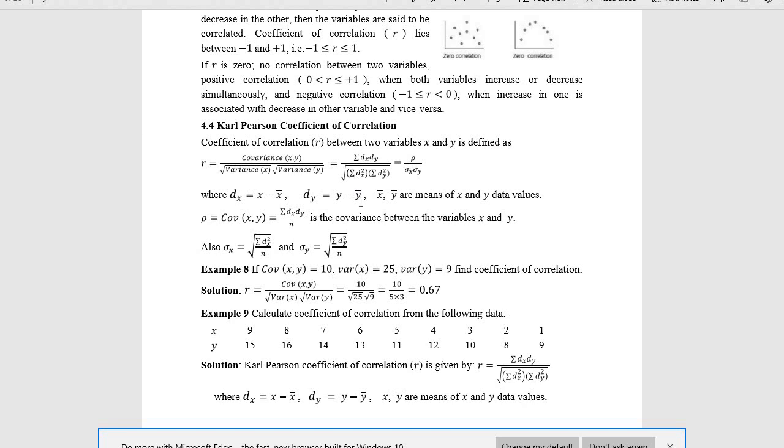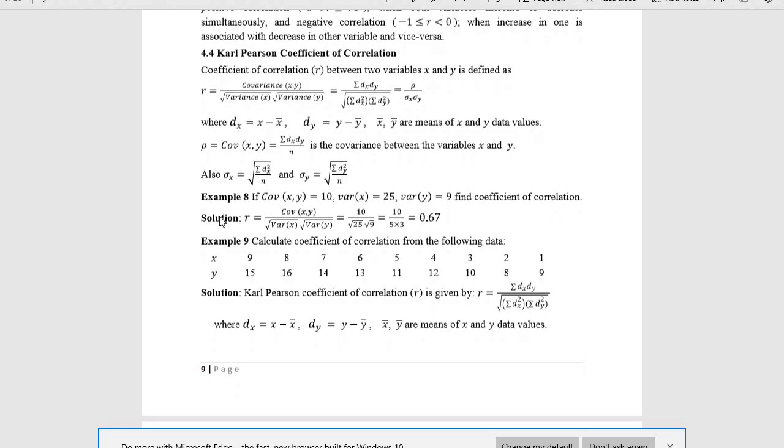Mean, how to calculate the mean? Sum of the quantities divided by the total number of observations. And the standard deviation is given by root over sigma dx square by n. You can calculate sigma x and sigma y, where sigma x is called the standard deviation. And covariance of xy is equal to sigma dx dy by n. This formula is simple. So calculate these values and get the R value.